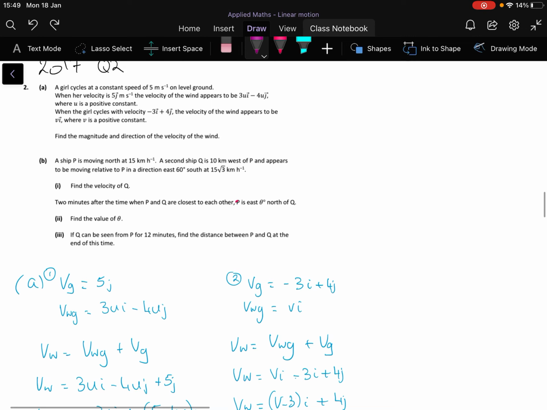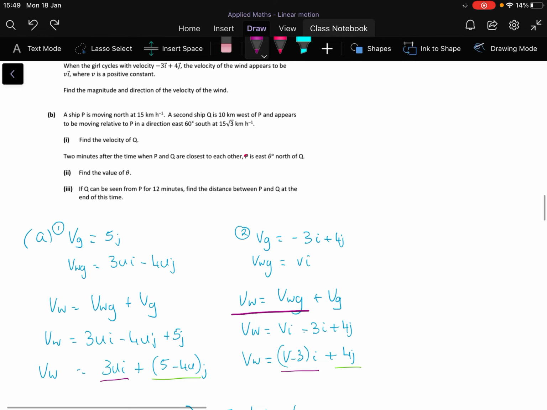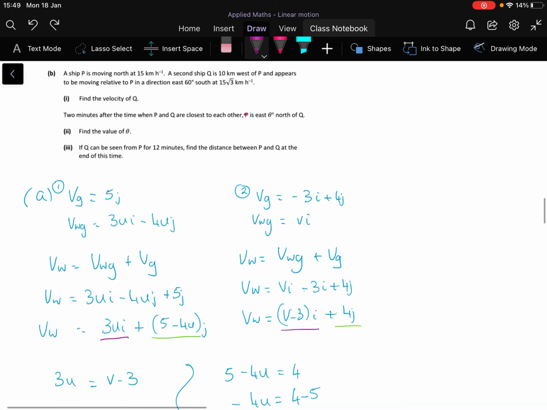The second piece of information in the question says when the girl cycles with a velocity of minus 3i plus 4j, so that's the velocity of the girl, the velocity of the wind appears to be vi, and again that's the velocity of the wind relative to the girl because it appears to her like that. Again, I'm using the same formula as in the previous part. The velocity of the wind is equal to the addition of the velocity of the wind relative to the girl and the velocity of the girl. So I end up with v minus 3i's plus 4j.